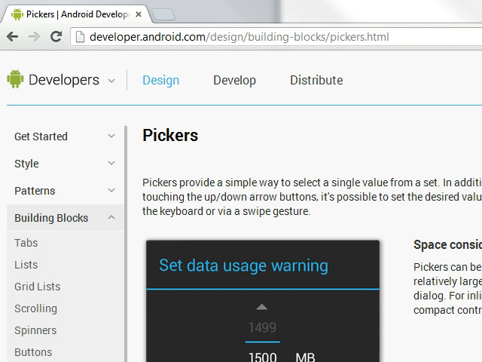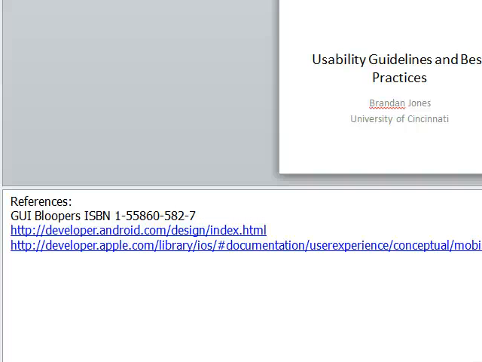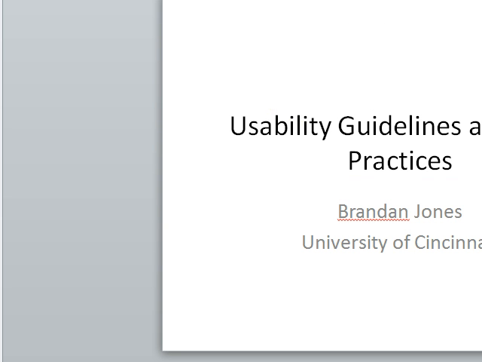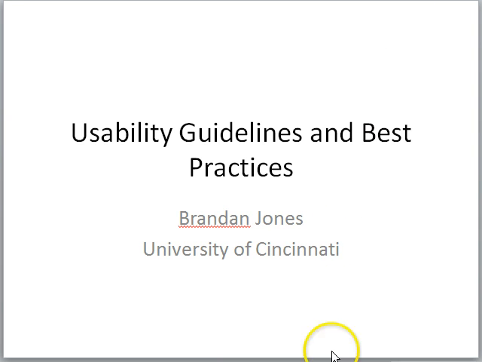So I'm going to start by looking at GUI Bloopers. Then we're going to look at some examples of things that are done well and not done well. Next, we're going to look at iPhone's or iOS's standards, what they recommend. And then finally, we'll wrap it up by comparing them to Android standards. Again, we'll find that they're very similar. Allow me to resize this just one second, please. And there we go.